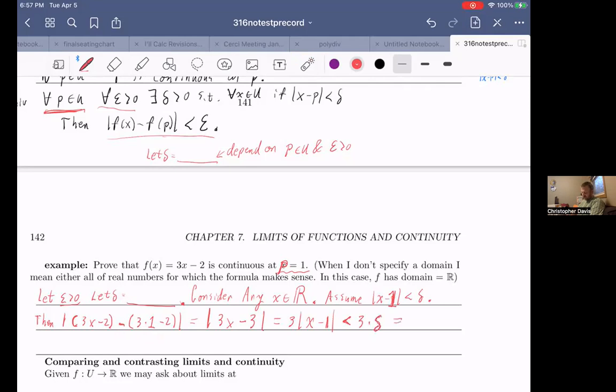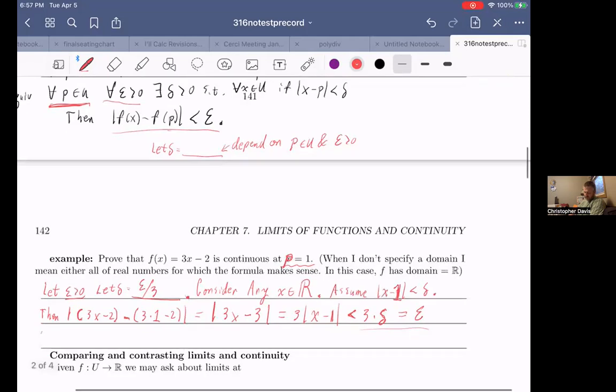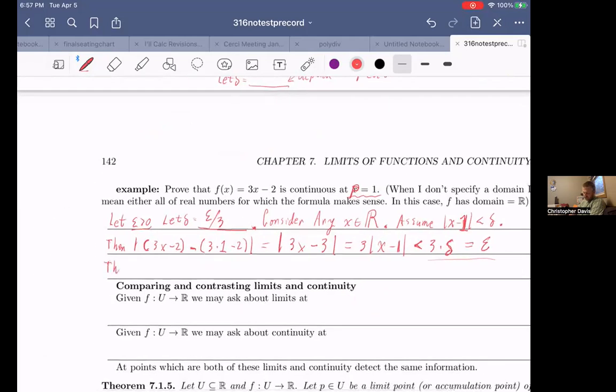Oh, but this is like the standard game. And I want that to be equal to epsilon. So let's just set that equal to epsilon. It's easy enough to solve. Let delta be epsilon over 3. Groovy. And now just a concluding sentence.